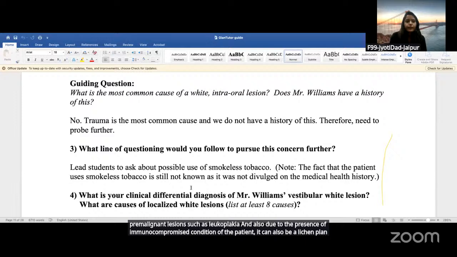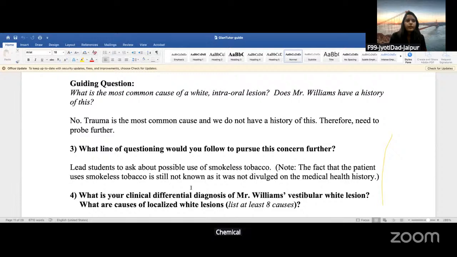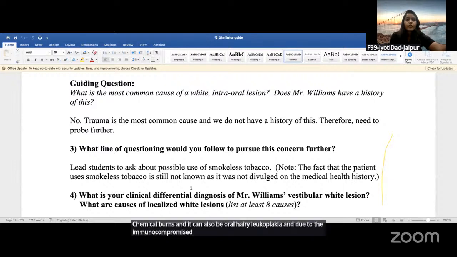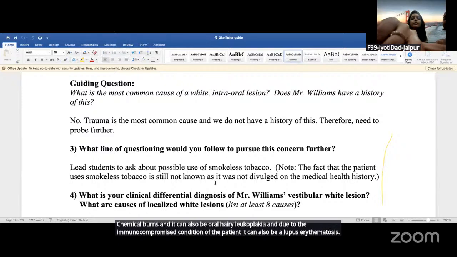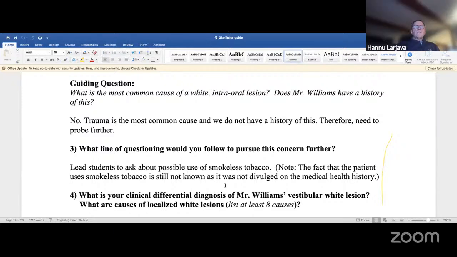Since the patient is a chronic smoker, due to the higher temperature of the cigarette, it can also be chemical burns. It can also be oral hairy leukoplakia. And due to the immunocompromised condition of the patient, it can also be lupus erythematosus. Very good. So we're going to move on a little bit with the case.